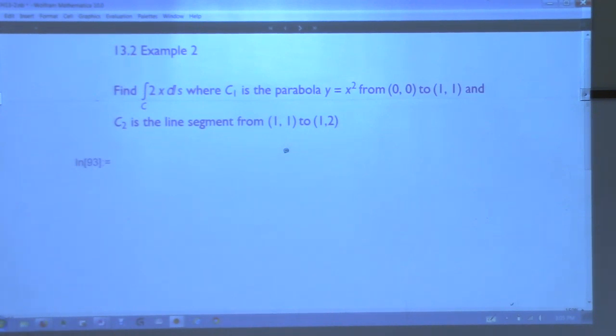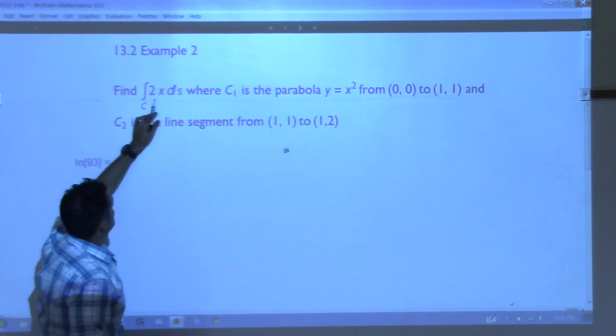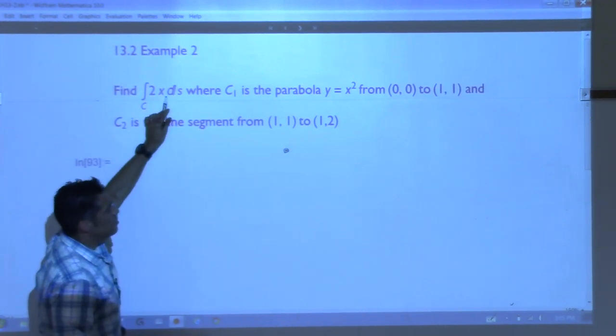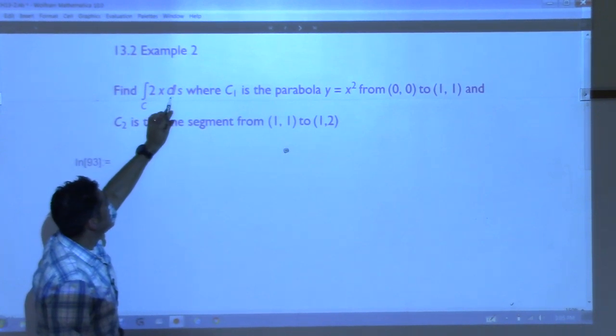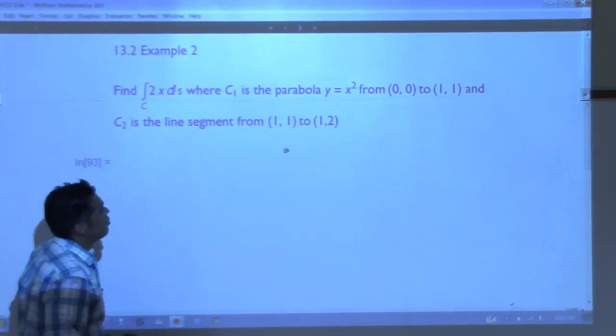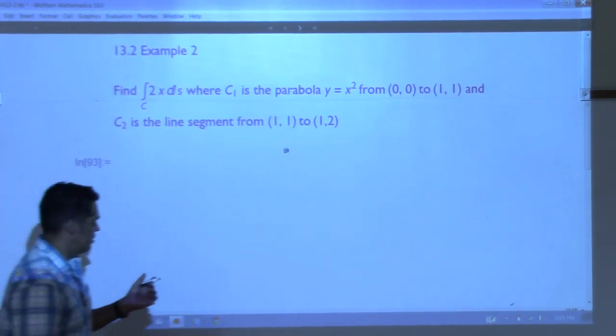Find the line integral over this curve C of 2x ds, so it's with respect to arc length, so we're finding the area of the hanging curtain, where C1 is the parabola y equals x squared from (0, 0) to (1, 1), and C2 is the line segment from (1, 1) to (1, 2). All right? Let's draw our C first.